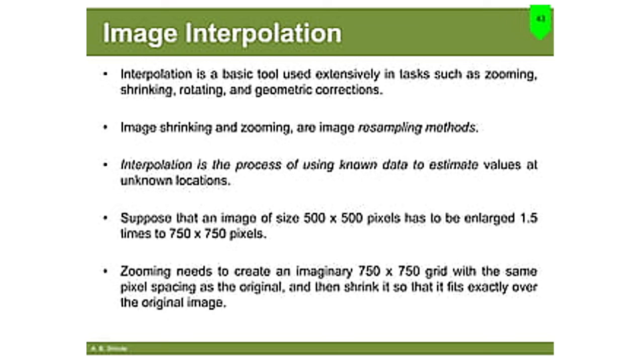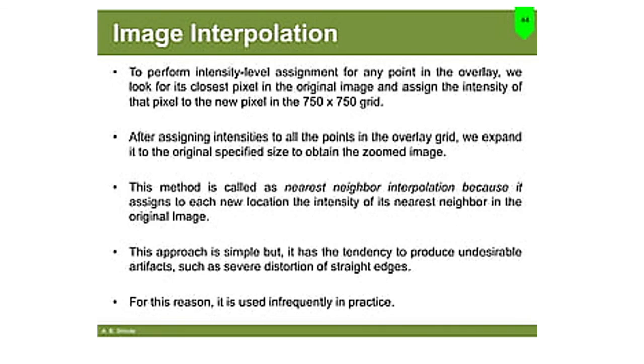So zooming needs to create an imaginary 750 cross 750 grid with the same pixel spacing as the original, and then shrink it so that it fits exactly over the original image. To perform the intensity level assignment for any point in the overlay, we look at the closest pixel in the original image and then assign that value to the new pixel. After assigning the intensities to all the points in the overlay grid, we expand it to the original specified size to obtain the zoomed image.